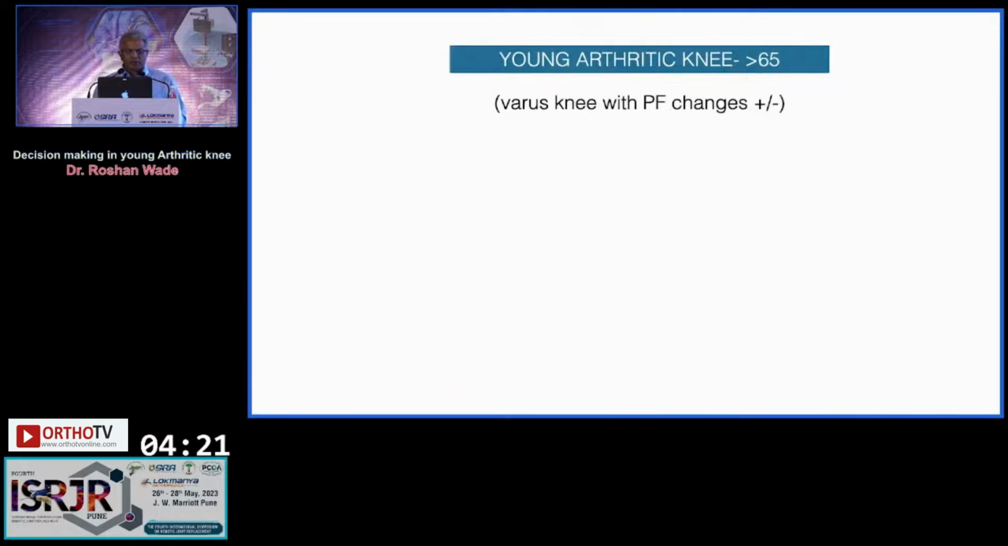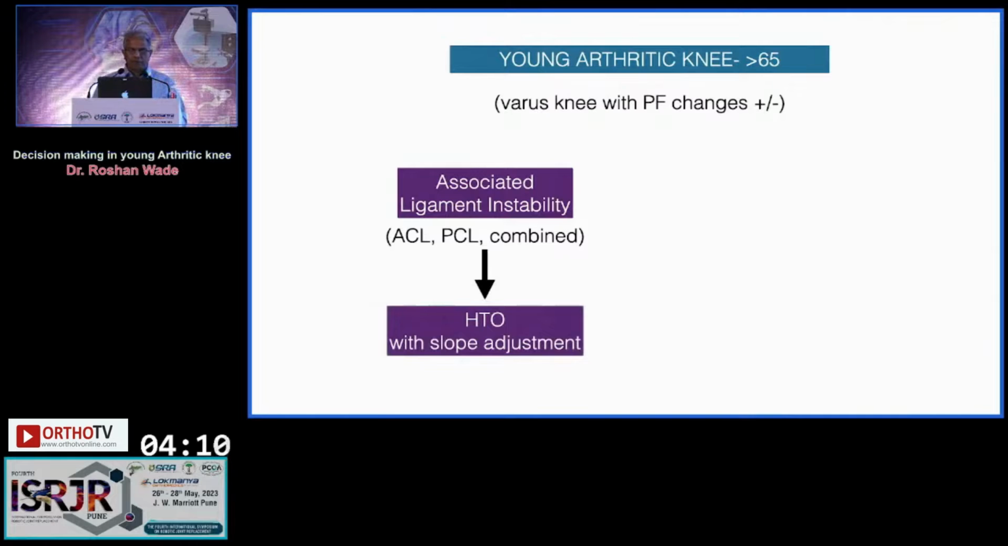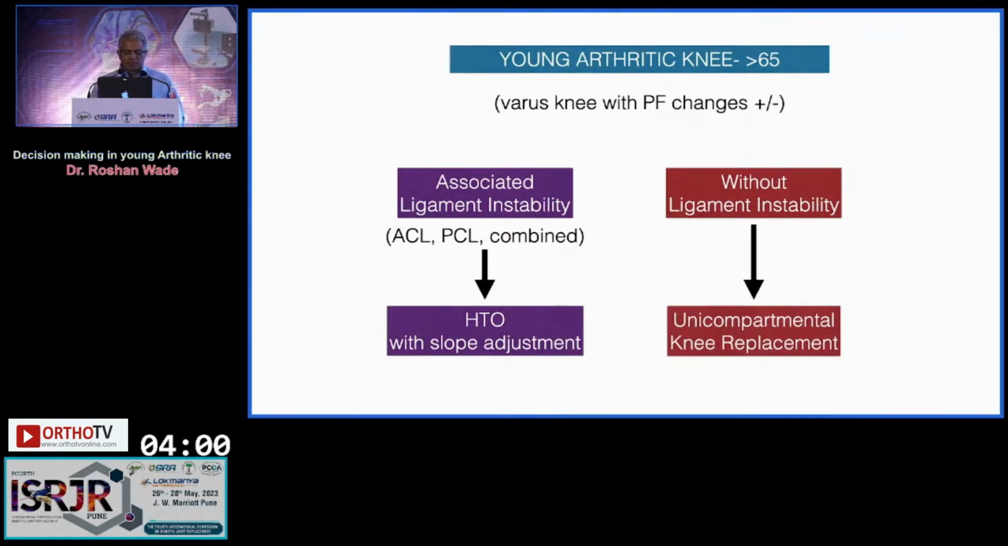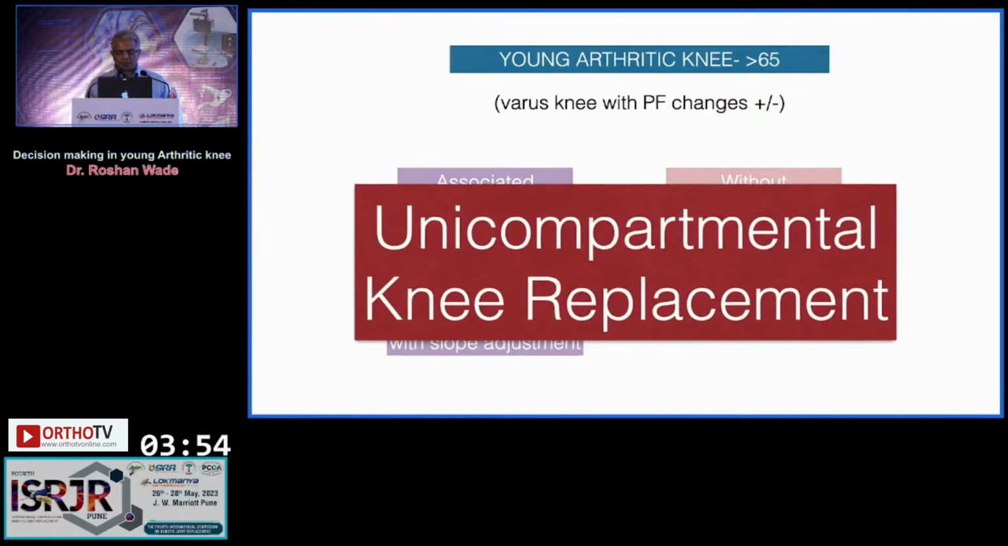In the management protocol of the young arthritic knee, if you have to assess a patient less than 65 years, then you have to look for associated ligament injury. If it is associated with malalignment, in the sagittal and coronal planes, the best way to address that issue is high tibial osteotomy. If it is without ligament instability and it's because of cartilage damage and intra-articular cartilage deformity, then the best is unicompartmental knee replacement.